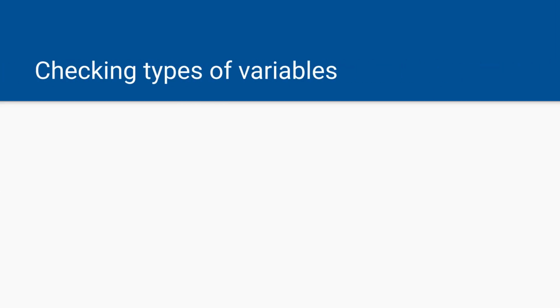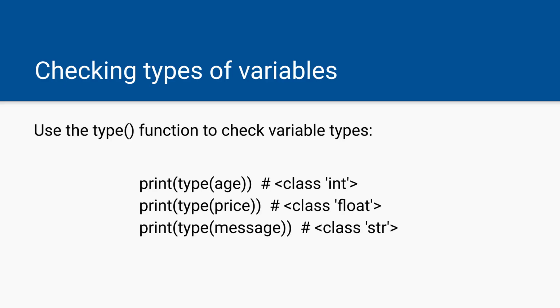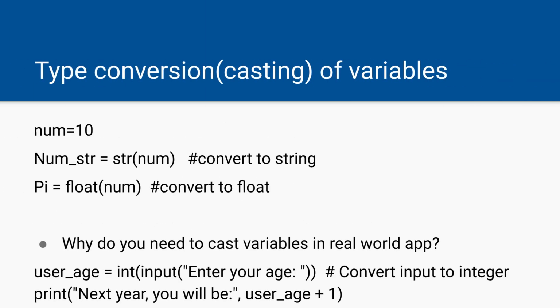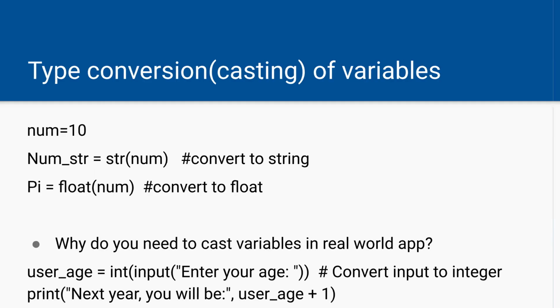You can check the type of any variable using the type function. For instance, print type age returns int, print type price returns float, and print type message returns str. Type conversion or casting allows you to change a variable's data type. For example, str converts to string and float converts to float. This is useful in real-world applications, such as converting user input to an integer to perform calculations.